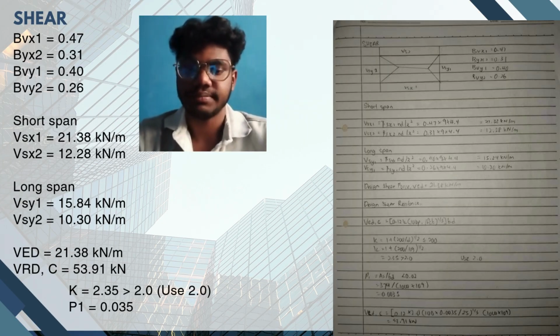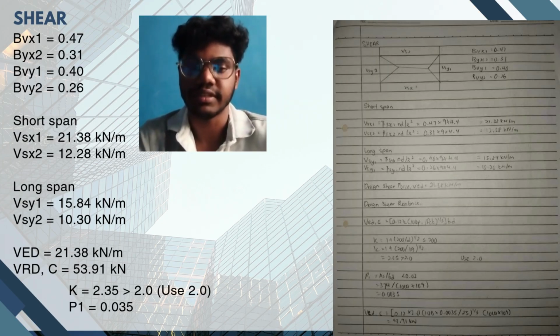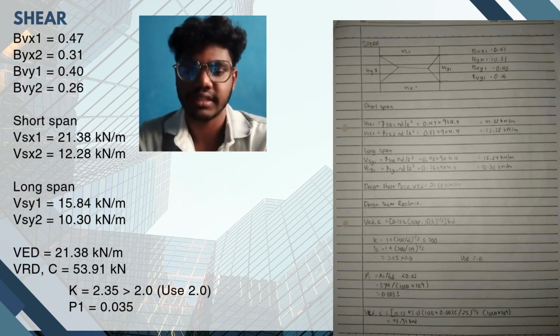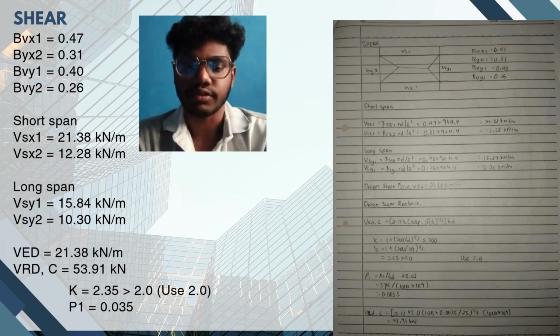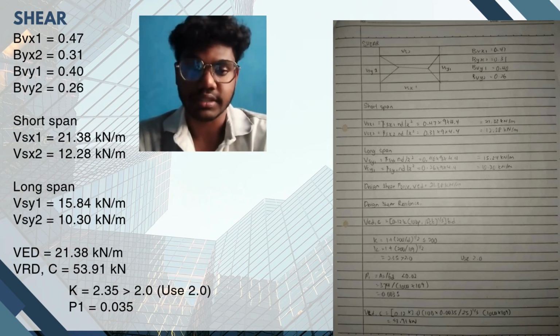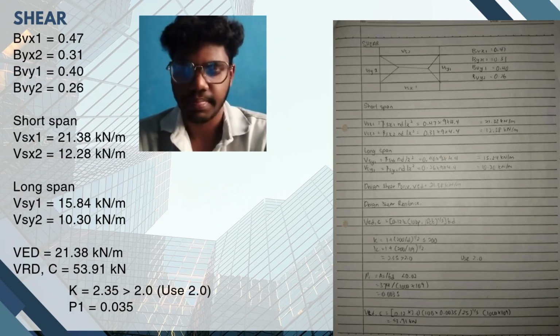Then we will design shear, where the first BBX1 is 0.047, BYX2 0.31, BBY1 0.40, BBY2 0.26. For the short span, the first one we will use is 21.38. The second one is 12.28. For the long span, first one is 15.84, second one is 10.30.